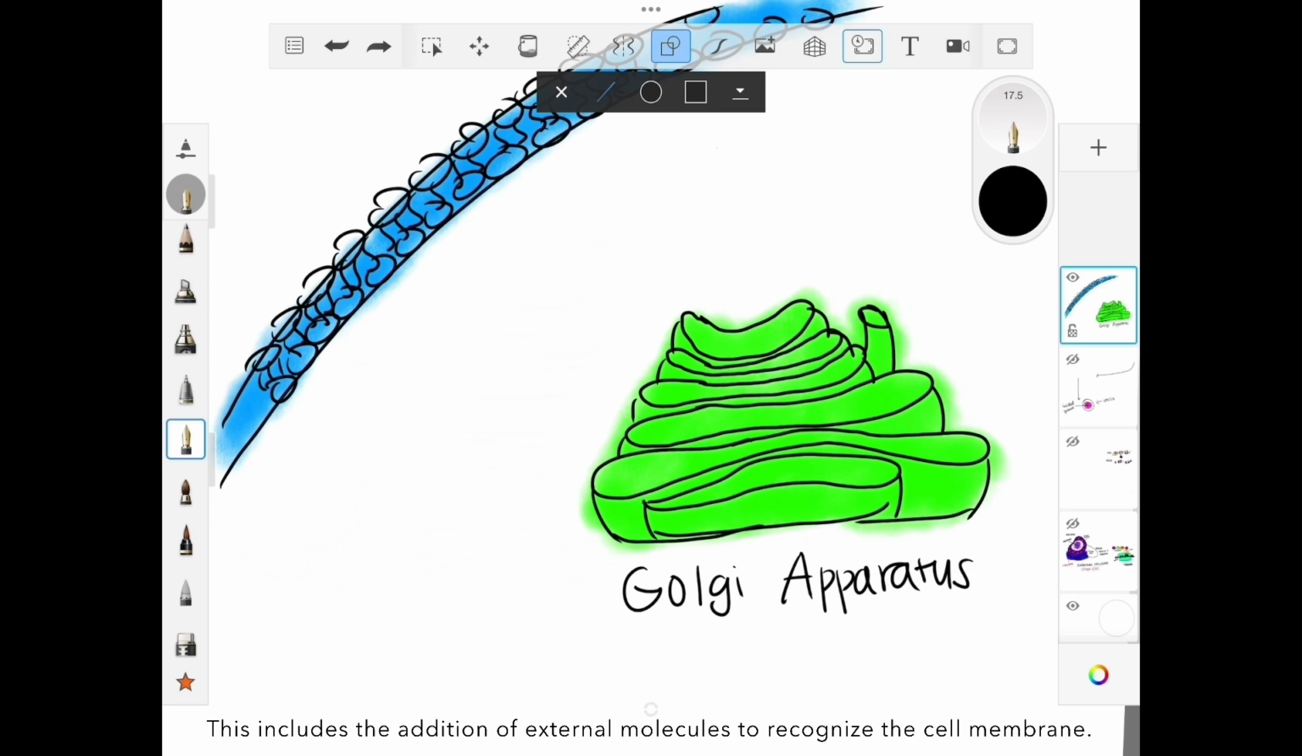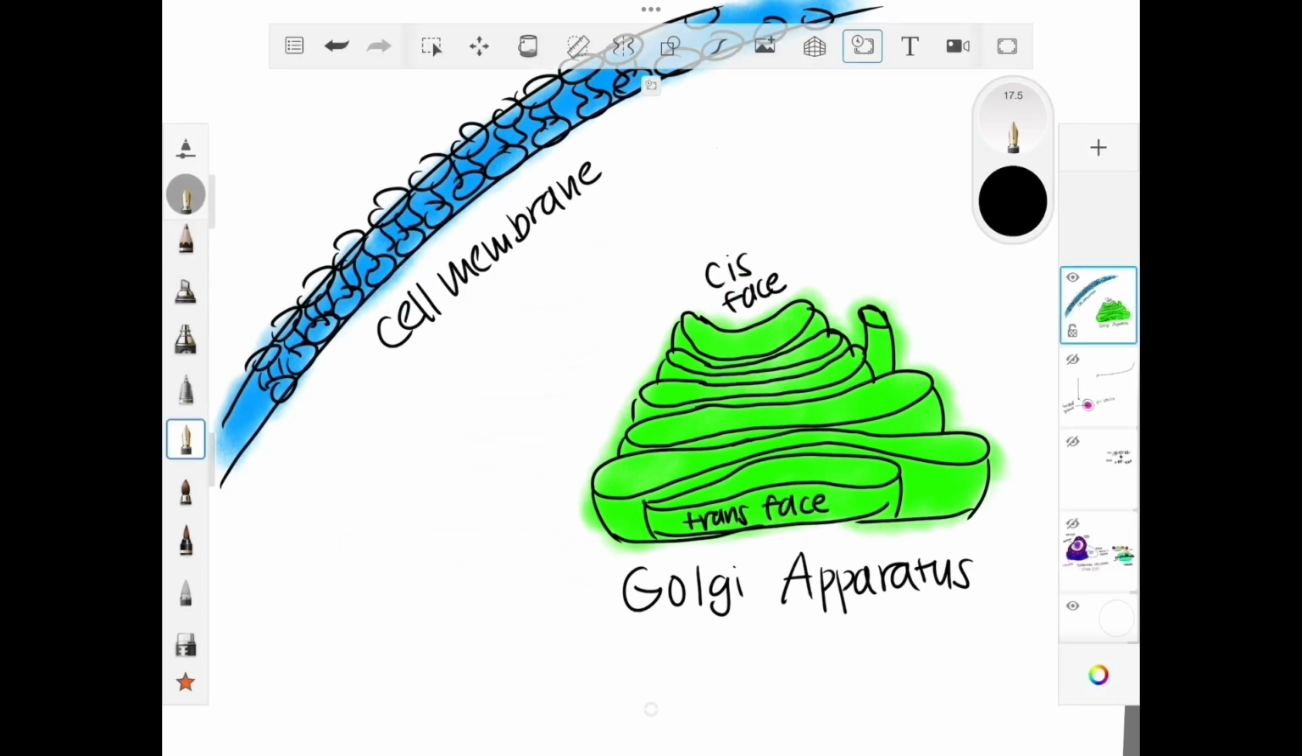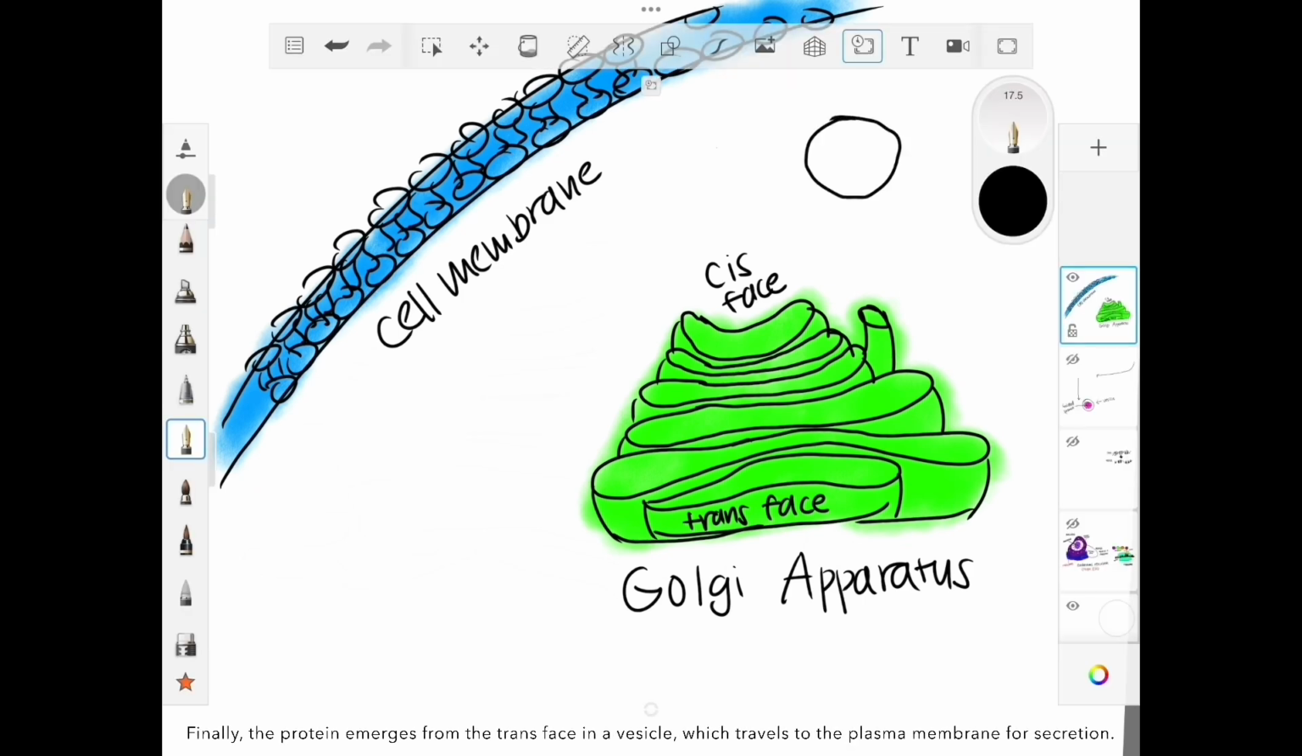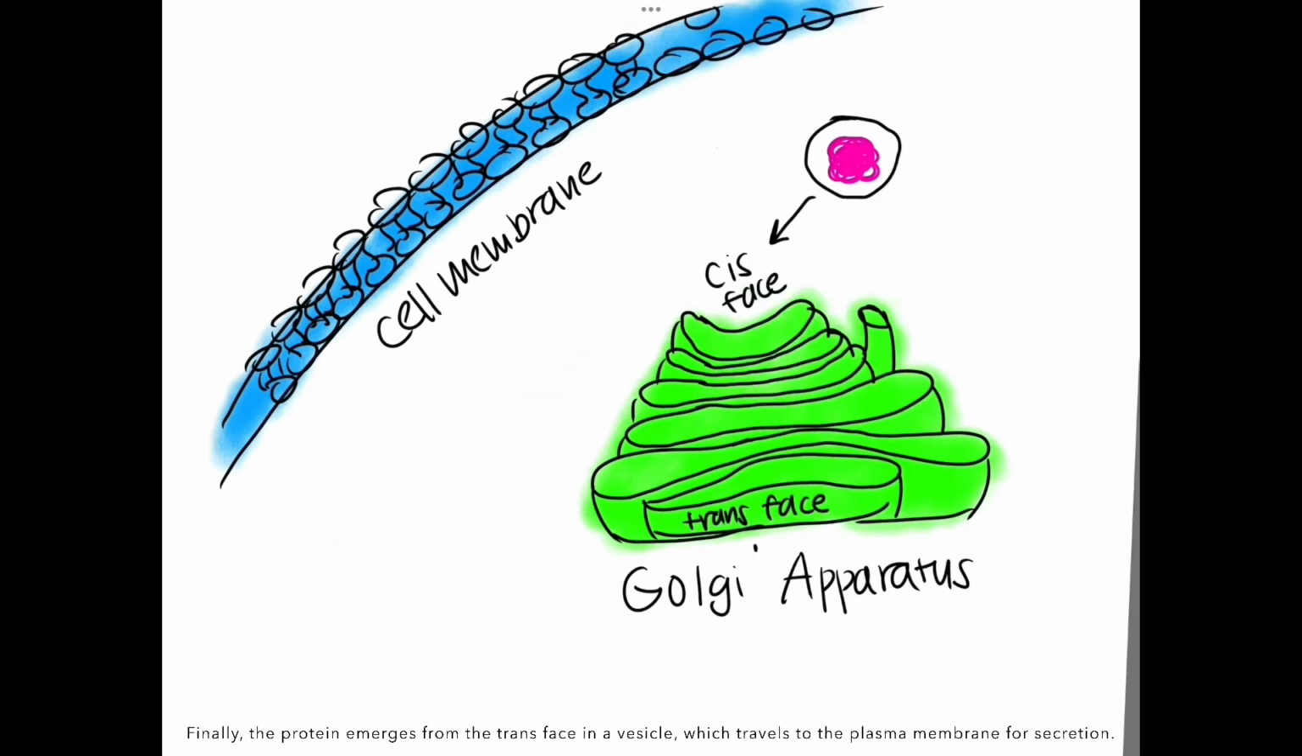This includes the addition of external molecules to recognize the cell membrane. Finally, the protein emerges from the trans phase in a vesicle, which travels to the plasma membrane for secretion.